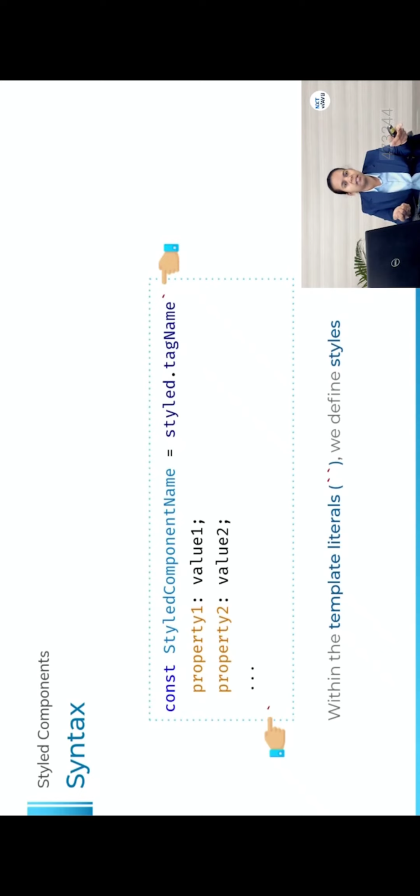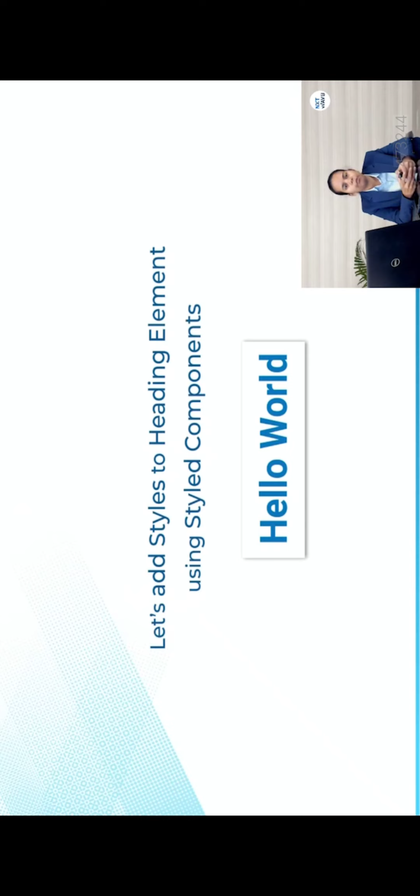And within the backticks, that is the template literals, we define the styles. That is a CSS property, colon, the corresponding value. And so on, we keep defining the styles within those template literals. This is the syntax of creating a styled component. So now let's implement this with the help of an example.